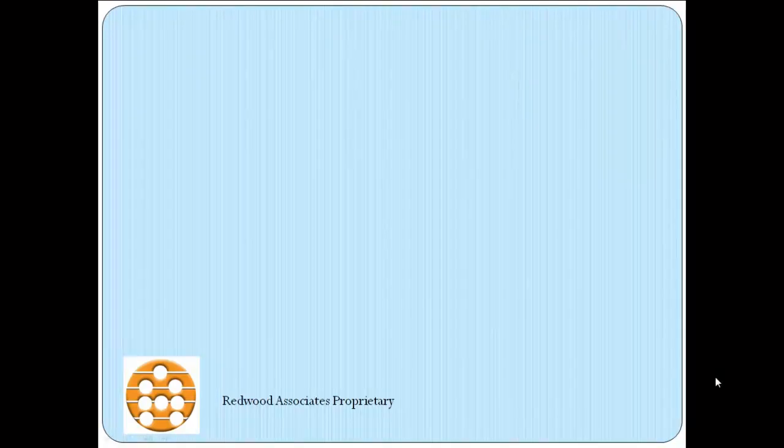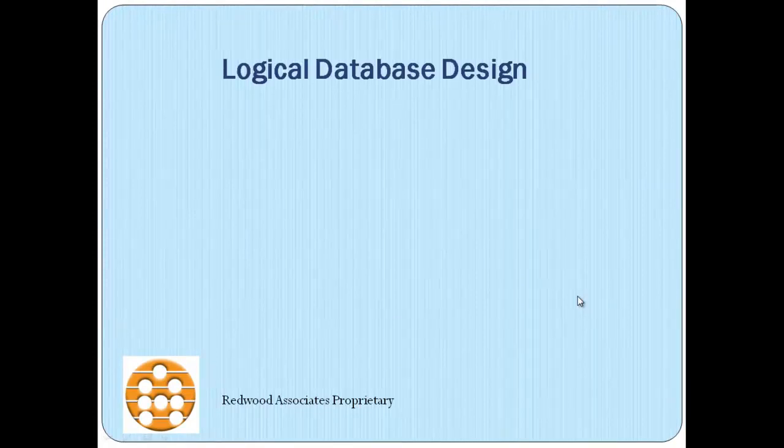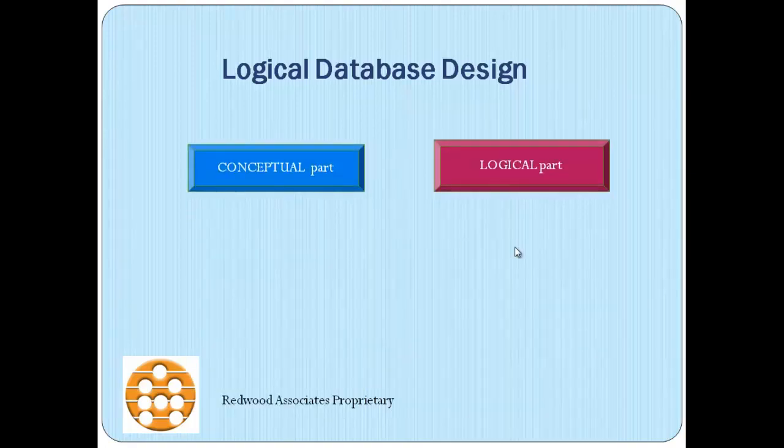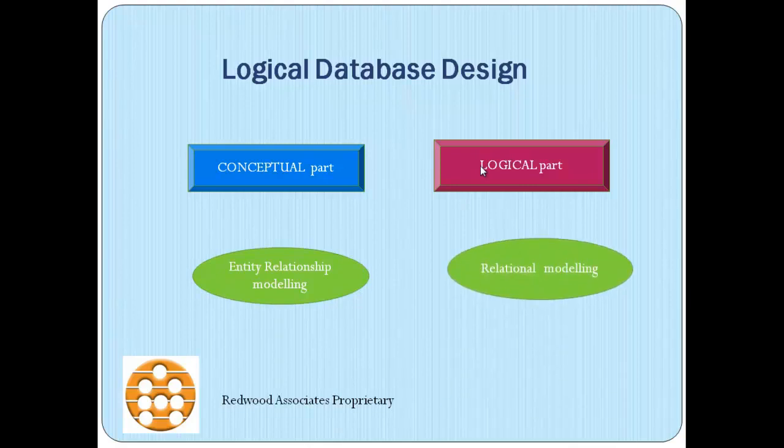The next step in the life cycle is the logical database design. This stage is broadly categorized into a conceptual part and a logical part. In the conceptual part, we normally make use of ER modeling, or entity relationship modeling. And in the logical part, we normally make use of relational modeling. When we are at the conceptual part, we have to provide a graphical overview of the enterprise. This should be very detailed. Also, the functional requirements that the system has to meet should be specified at the conceptual part.